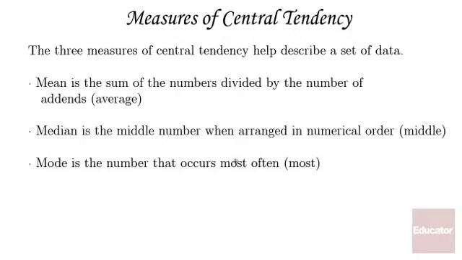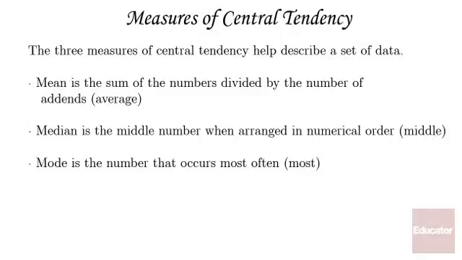The next one is median. Median is when you list out all the numbers in order from least to greatest. You're going to find the middle number, the one that's right in the middle. That is called the median. So the key word here is middle. And the third one is the mode. The mode is the number that occurs the most. It's the number that you see the most in your set of data. So the key word here is most.